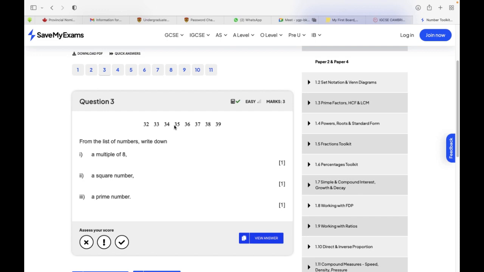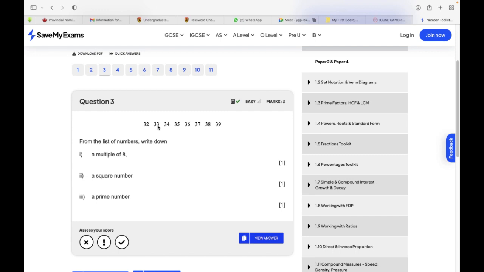For example, 8 times 1 is 8, so 8 is a multiple of 8. 8 times 2 is 16, 16 is a multiple of 8. 8 times 3 is 24, 24 is a multiple of 8. 8 times 4 is 32, 32 is a multiple of 8. So you can see 32 is part of the list. 8 times 5 is 40, so the list didn't get to 40. So from this list of numbers, the only multiple of 8 is 32.